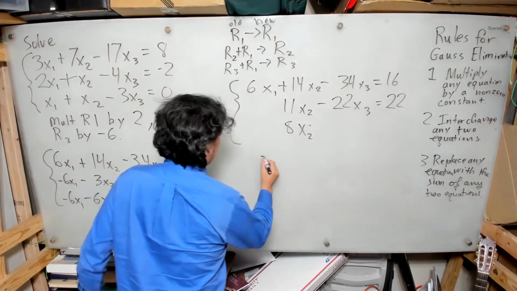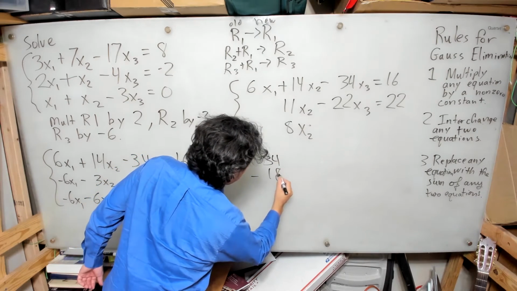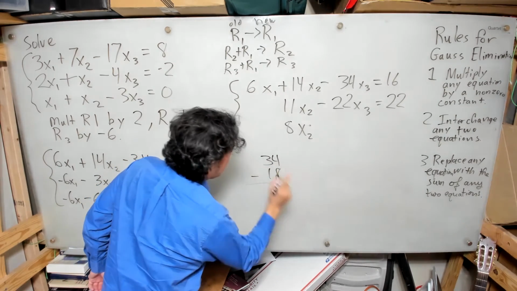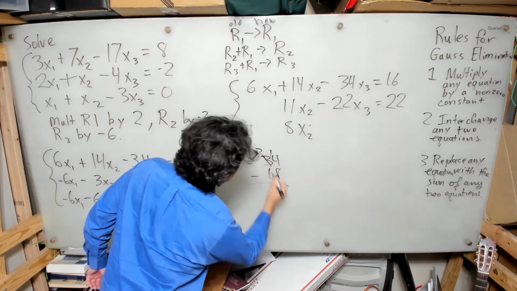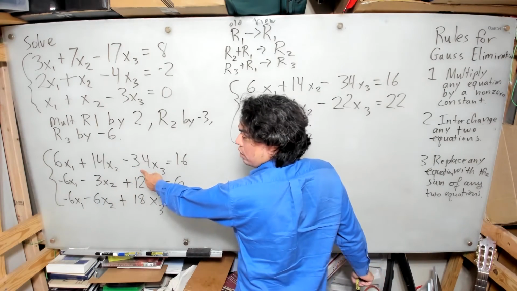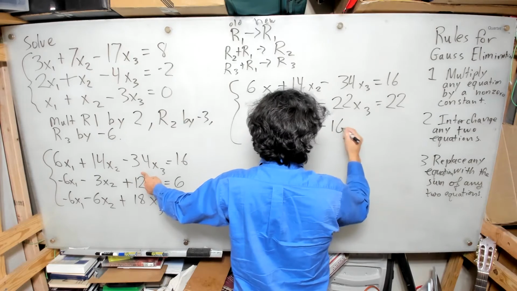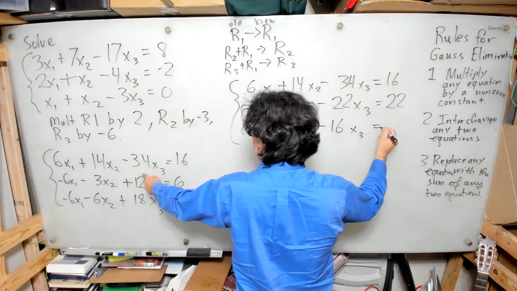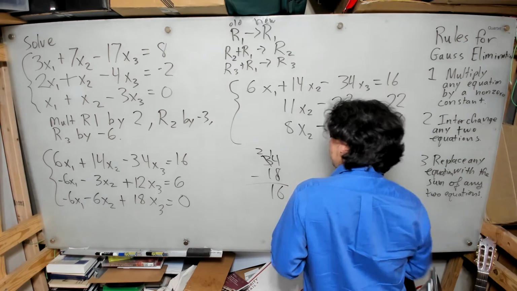34 minus 18. 4 minus 8, I can't do that, so that's going to become 14 minus 8, 6, and 2 minus 1 is 1. So it's 16. But since the negative 34 is the number with the larger absolute value, it's going to be negative 16x3. And that's going to be 16 plus 0, that's just 16. Okay?